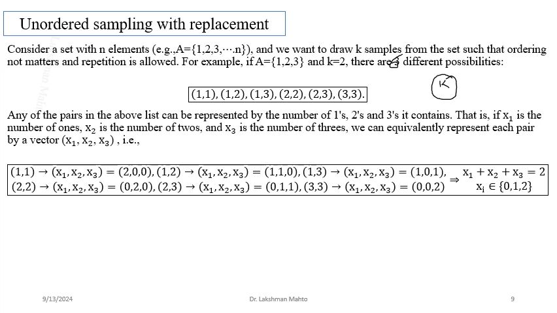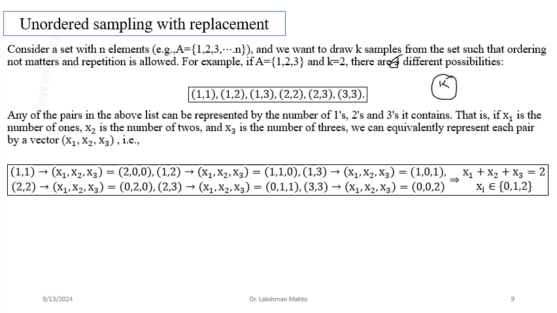And how will you design it? 1 1 is 2, 0, 0. Why? Because x1 counts the number of ones, which is coming two times, and 2 is not coming, 3 is not coming, so 0 0. 1 2 is 1 1 0. 1 3 is 1 0 1, and 2 2 is 0 2 0. 2 3 is 0 1 1, and 3 3 is 0 0 2.